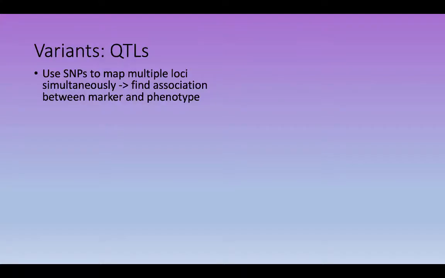One of the ways that we start associating quantitative trait loci with genetic variants is that we can also use SNPs to map along those chromosomes to identify where these loci might be located, right? And one of the great things about single nucleotide polymorphisms is that we can look at lots of them at one time, and so we can really build a map of the genetic variation that's in an organism. And this helps us find an association between a marker and a phenotype.